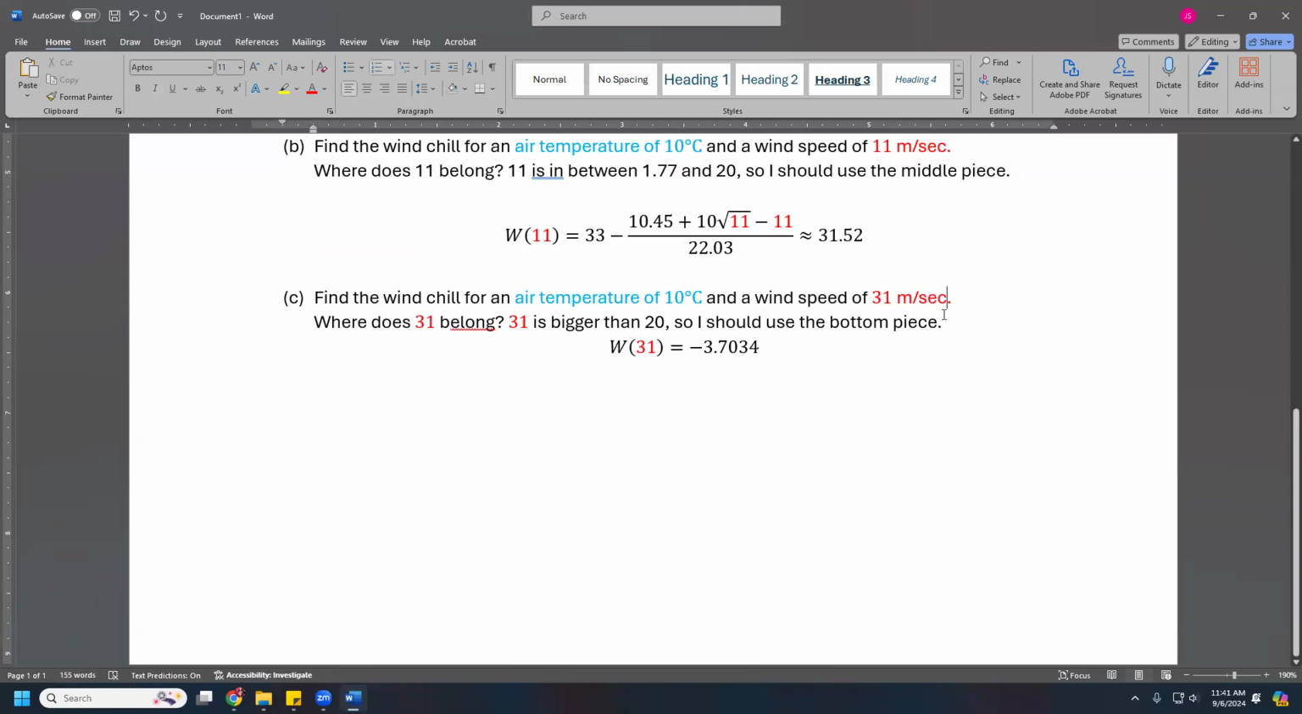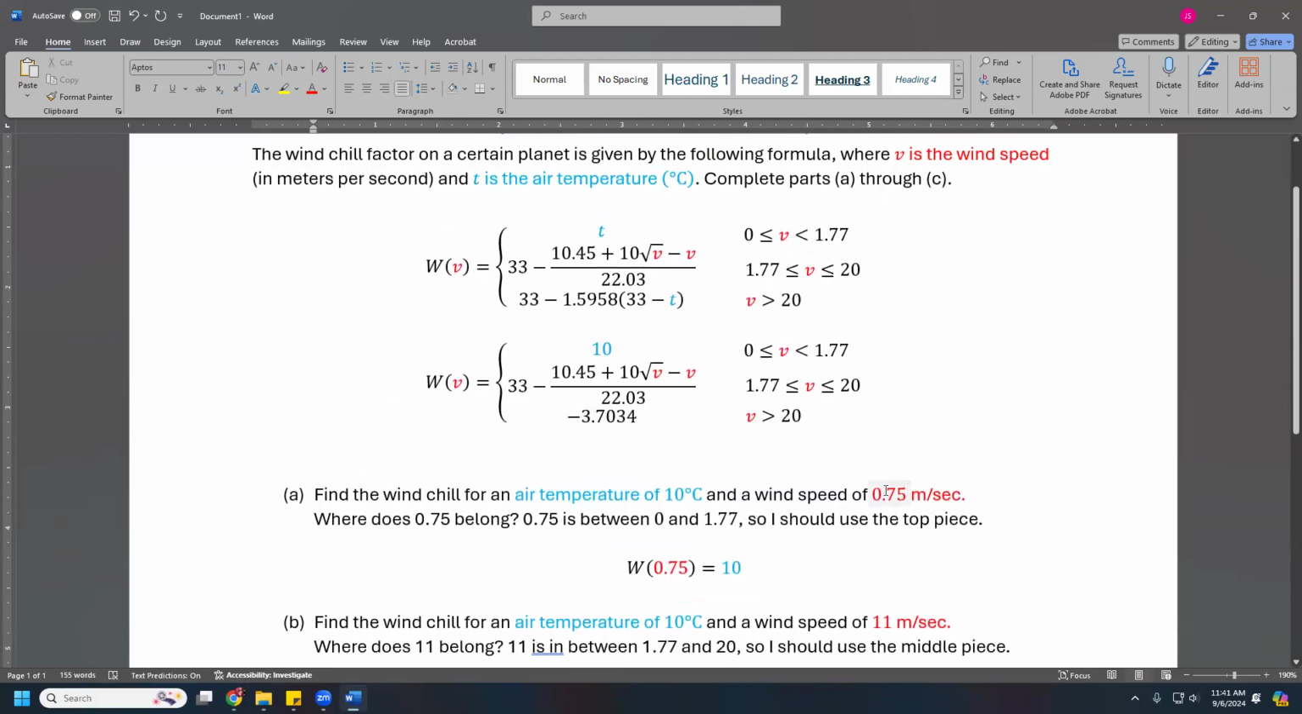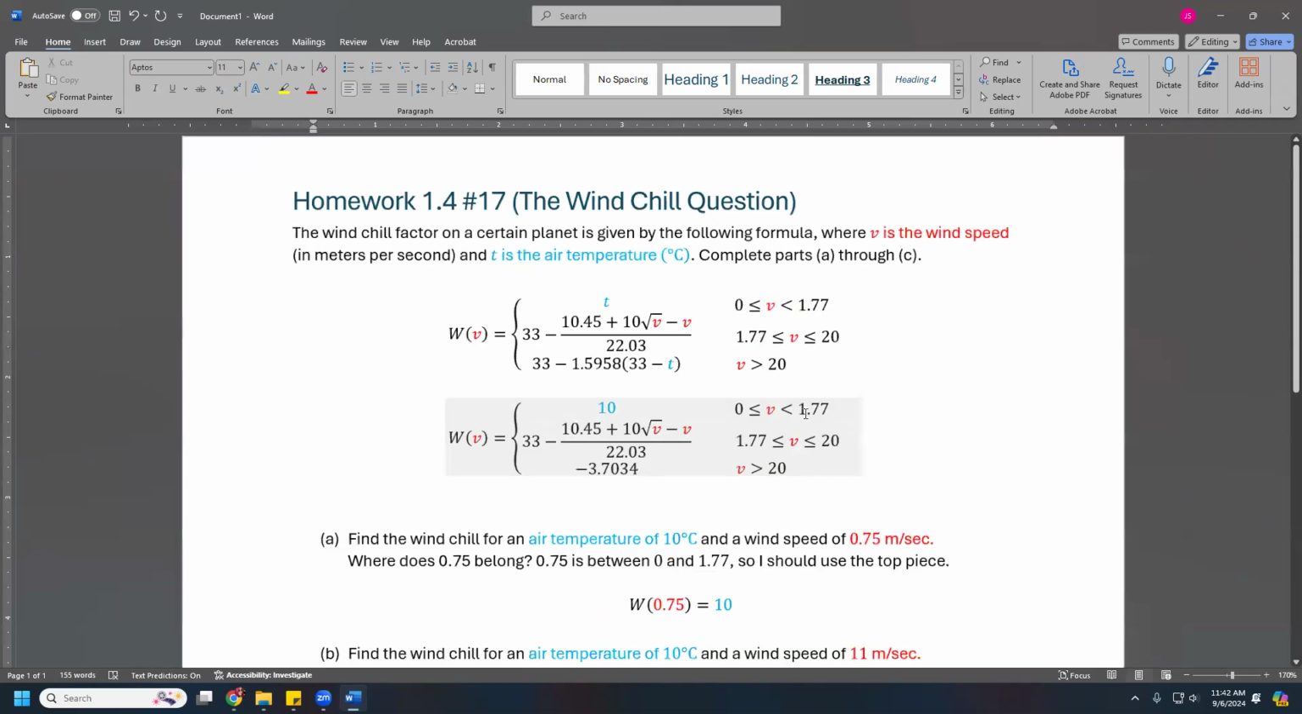And that is it. So it looks very spooky. Admittedly, the middle piece does require a calculator and it looks awful, and your result is awful, but the question is actually pretty straightforward. I need to take my V and plug it into the right spot and simplify. The only caveat is they threw in this extra T variable specifically to confuse you, but all that is, T is temperature. They told you they wanted the temperature to be 10, so you just throw in 10 everywhere you see a T. All right, so this is how you tackle the wind chill question.